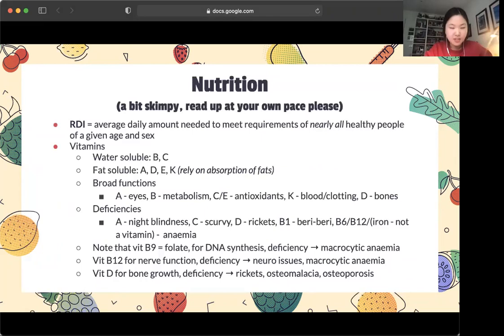Yeah, well, there's questions. Nutrition, just read as you go along, basically. I think just the main thing to note is RDI, so that's the average daily amount needed to meet requirements of nearly all healthy people. There was a question on this in our exam, so just know it.